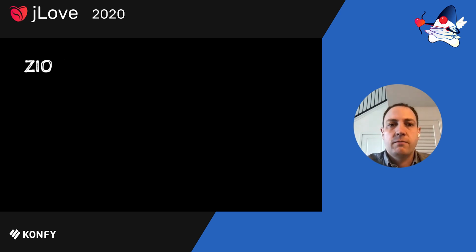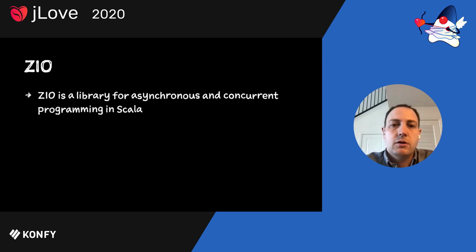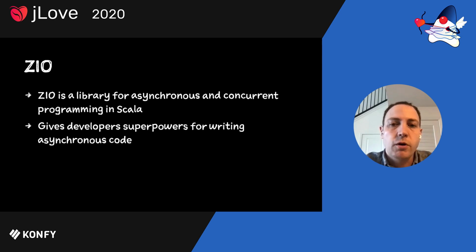So to start off, what is Zio? Zio is a library for asynchronous and concurrent programming written in Scala. And the goal of the library is really to give ordinary developers superpowers for writing asynchronous code.